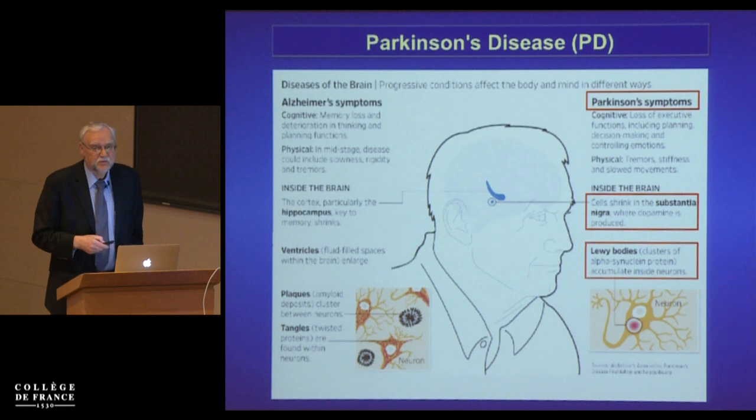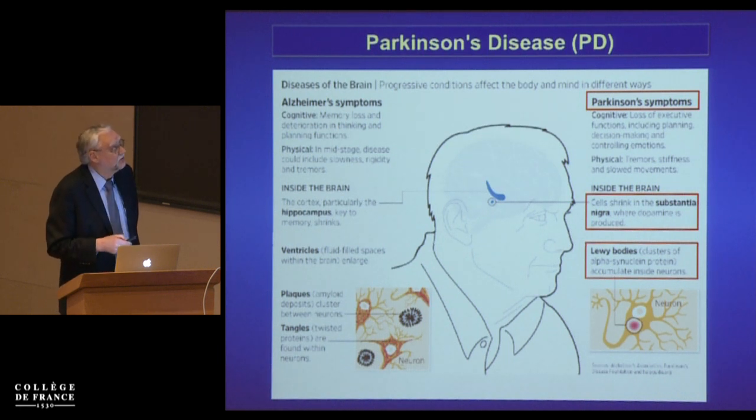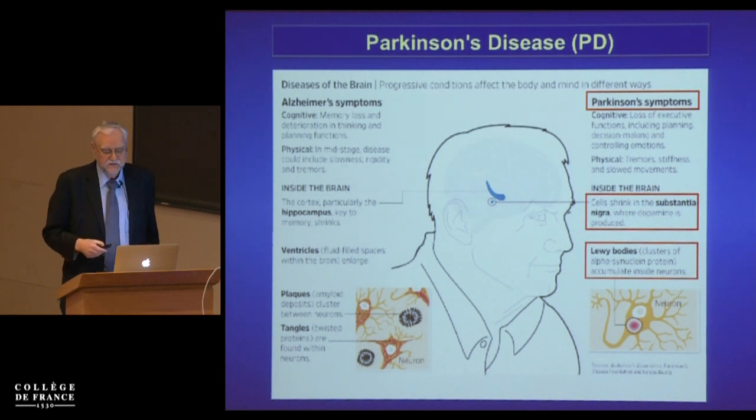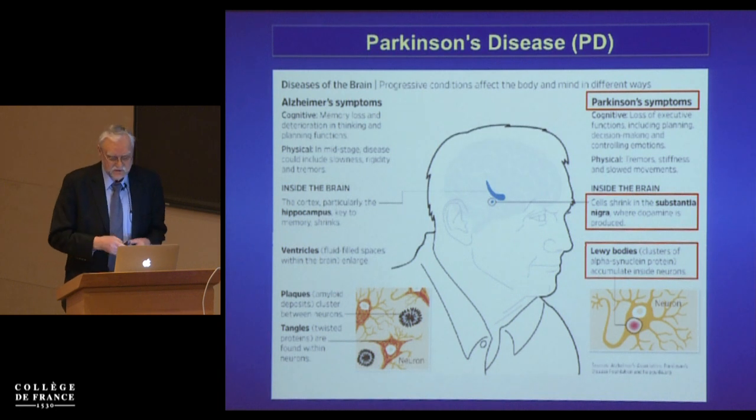Another disease of the brain is Parkinson's disease. And Parkinson's disease, of course, as you know, involves the substantia nigra, dopamine-producing cells. And here are a number of the possible symptoms of this disease, which is perhaps the second most abundant brain disease.